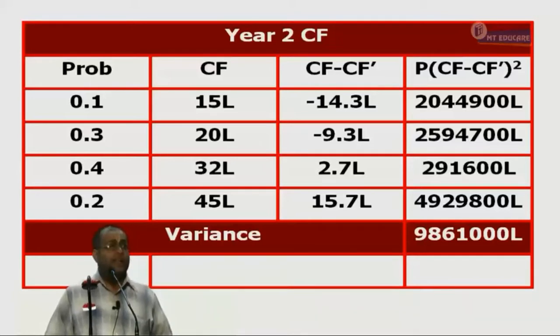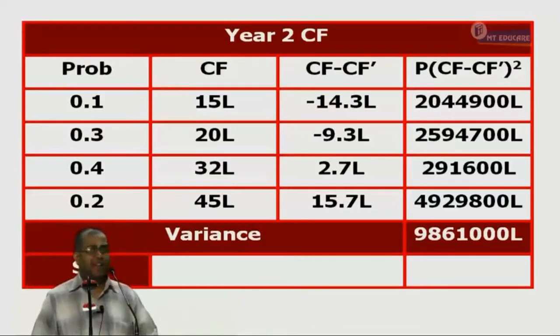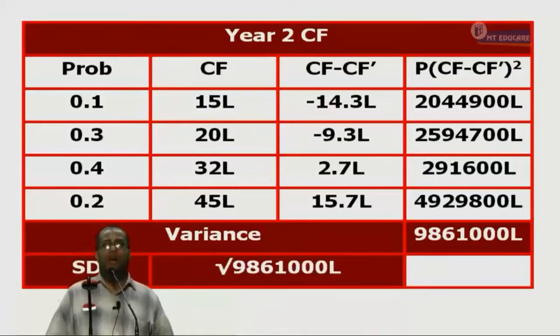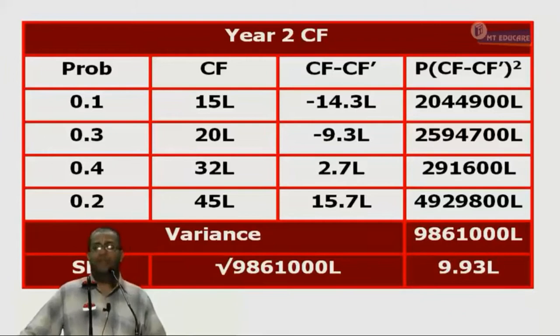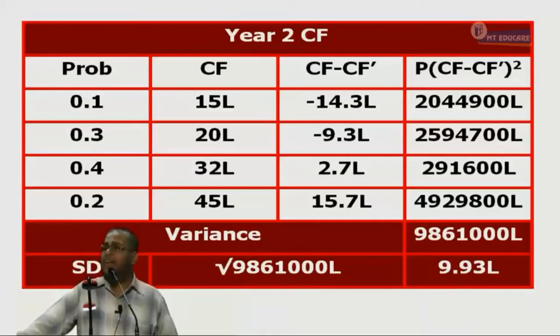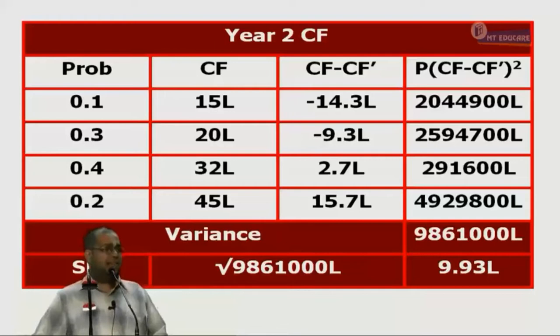No. Take the square root of what? 98 lakh 61,000 followed by 5 zeros. Are you following what I am saying? Now, standard deviation is equal to the square root of 98 lakh 61,000 followed by 5 zeros. Tell me how much standard deviation? 9.93 lakhs, or 9 lakh 93,000, is the standard deviation.